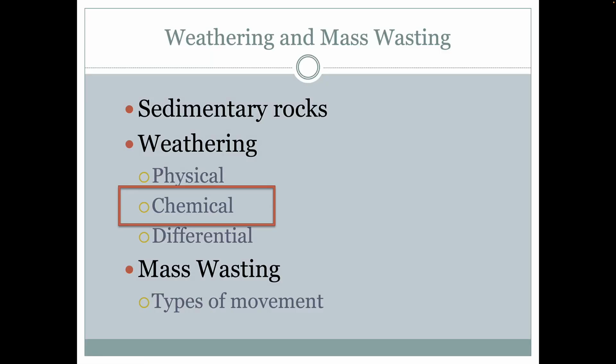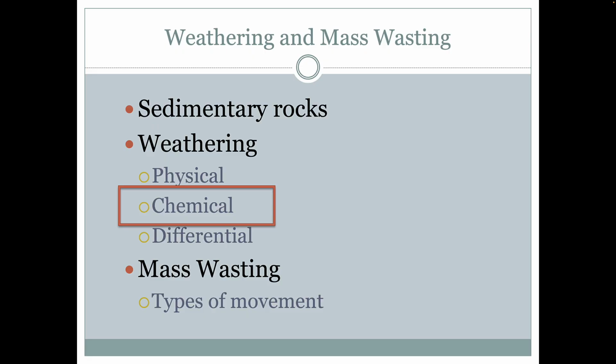So once again, with physical weathering, we're just breaking large rocks into smaller rocks. With chemical weathering, what we're tending to do is we're dissolving the rocks away by some sort of interaction with either air or, most commonly, with water, such as rainwater or water in the ground or in rivers. This type of weathering is called chemical weathering.